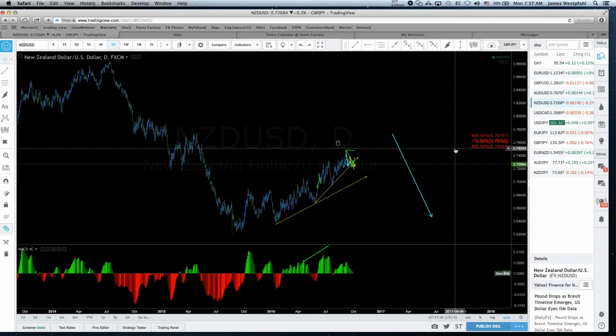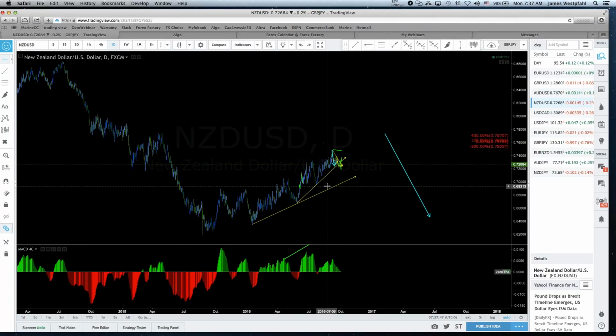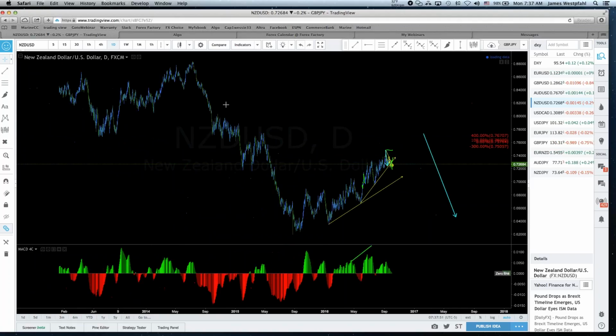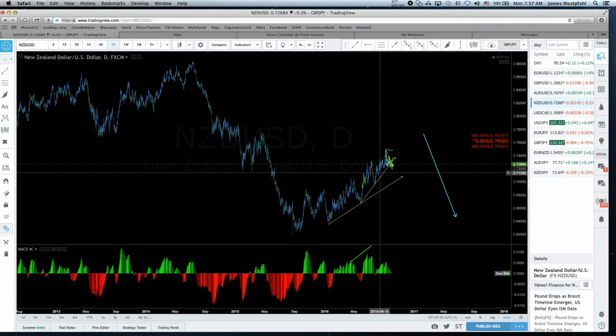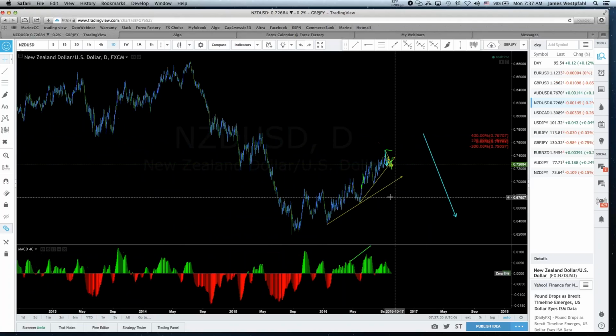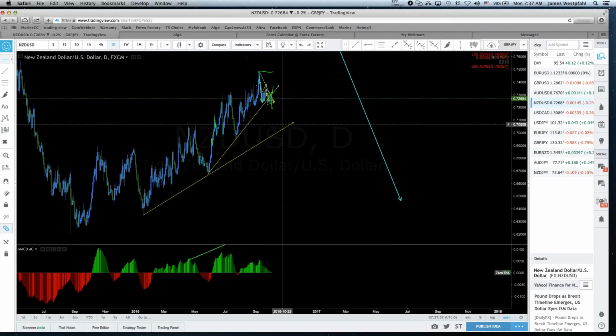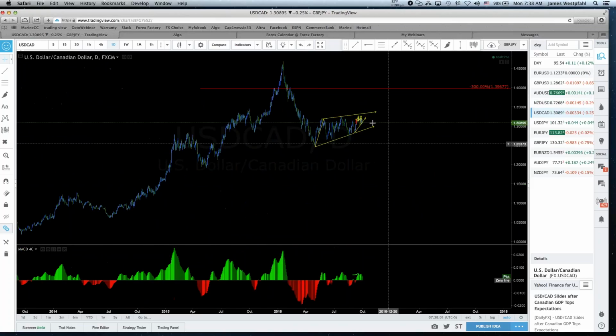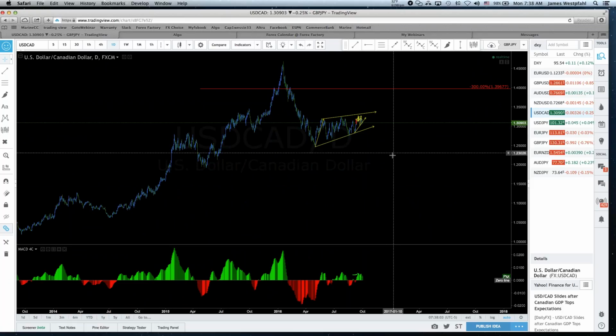NZD dollar. Same thing as the Aussie dollar. Looking for this eventually to break and come short. Dollar CAD's ready to break to come short as well.